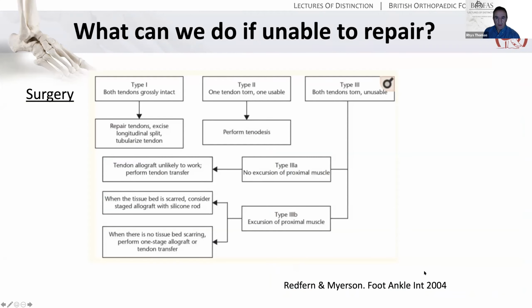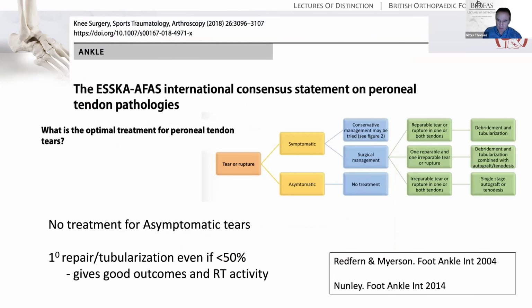So this is an algorithm that you may see from Redfern and Myerson from back in 2004, which concerns what we can do if one or both of the tendons are unusable. As you can imagine, it's coming up to nearly 20 years. Some of the things that they described were such as using silicone rods to create pseudosheaths, not so frequently used now. And this has been superseded by an algorithm, again, from this ESSKA group.